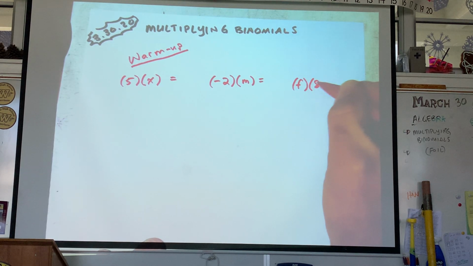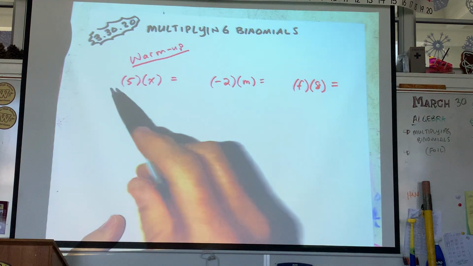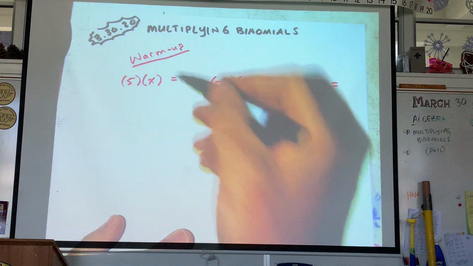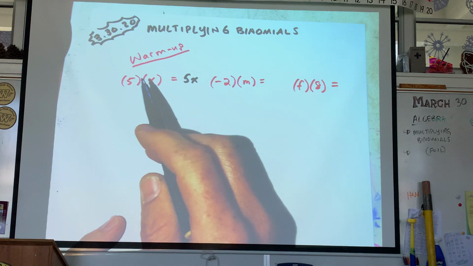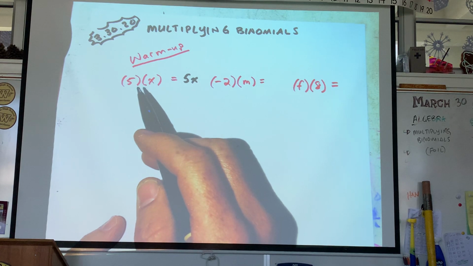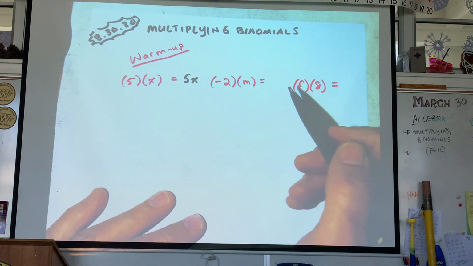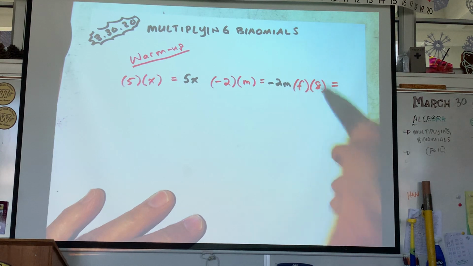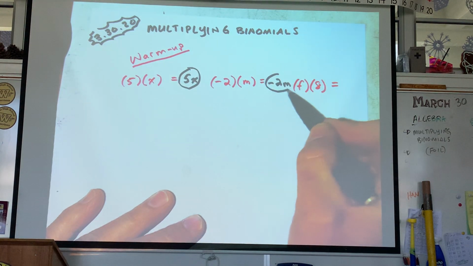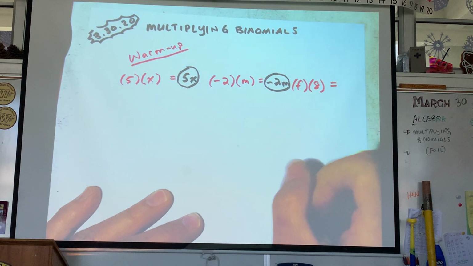F and 8. All right. This means, what's 5 times x, okay? 5 times x is 5x. 8 times x would be 8x. 10 times x would be 10x. Negative 2 times a would be negative 2a. We're just combining those, okay? Negative 2 times m. Who's got that answer? In the back? Yep. Negative 2m. I'm going to circle my answers so it's a little bit clearer. And what is f times 8? No, it's not f8. It's 8f.